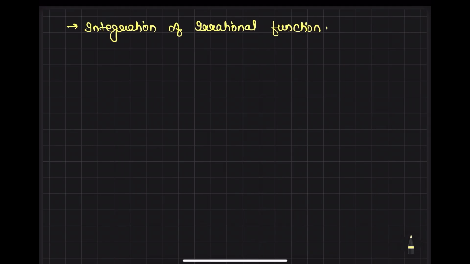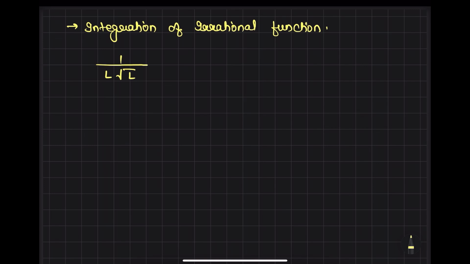So we have this situation. In this part of the lecture, we will try to understand integration of irrational functions. We will have some scenarios, like suppose the function is given this way: linear into root under linear.